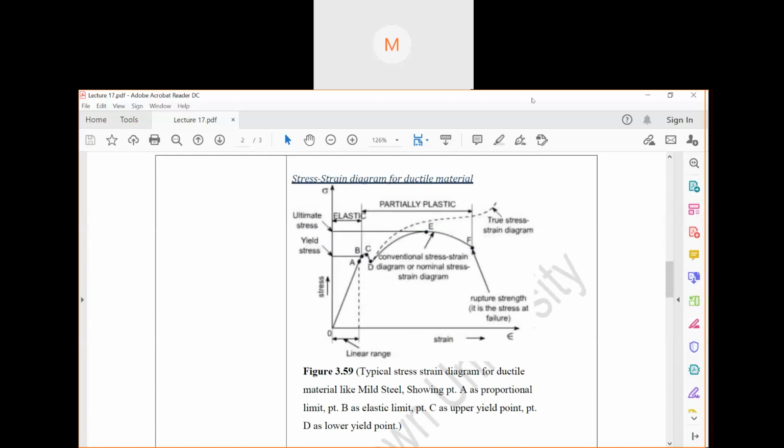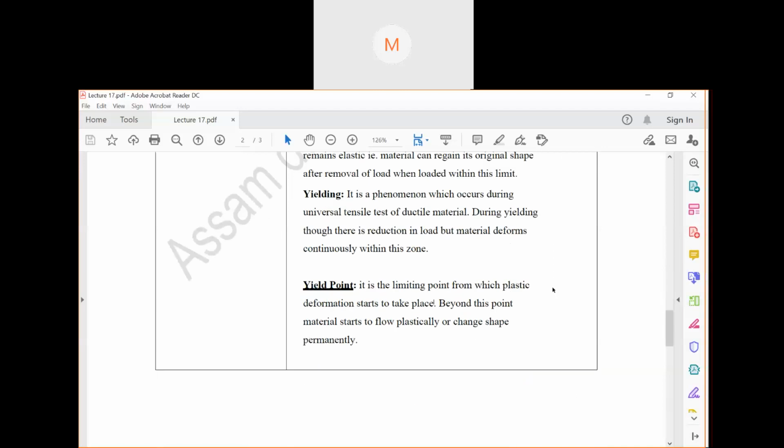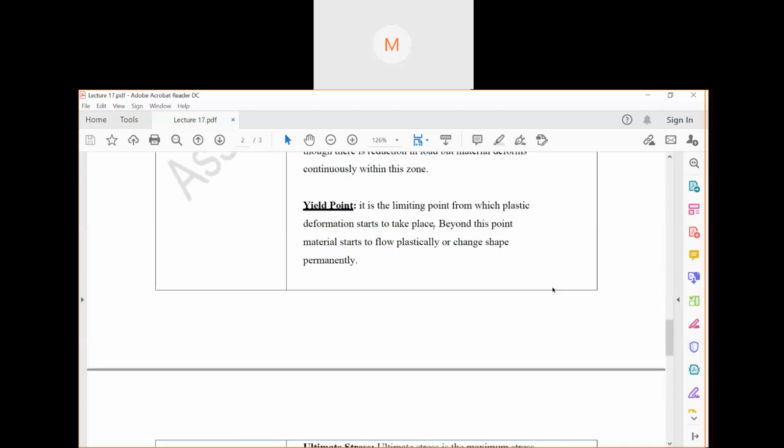Now let us go to this context. At this point, C and D, look, there is a downward shift of the graph. That means the force applied, or the stress, is reduced, but there is strain. Beyond this point, the material does not come back to its original shape. That is known as the plastic zone. Now this is the yield point.